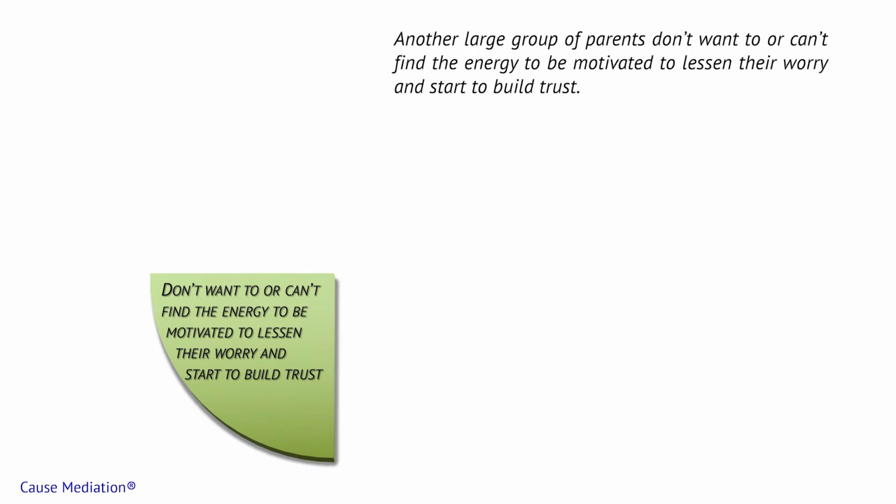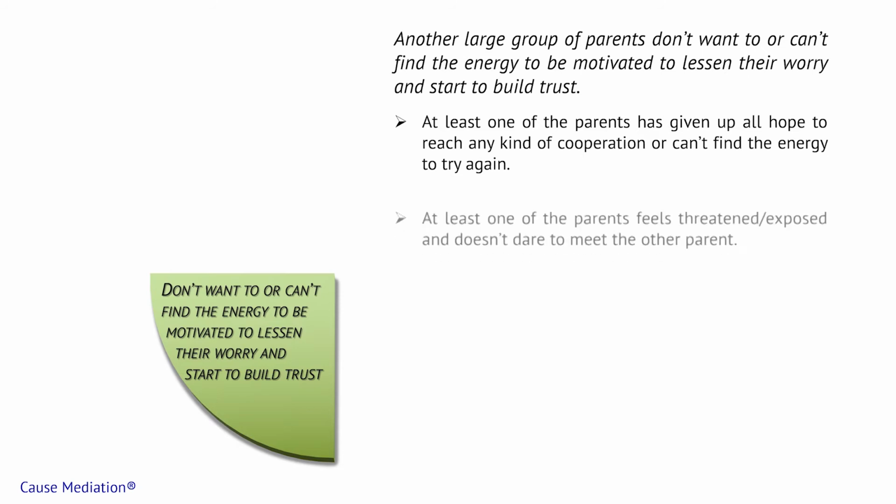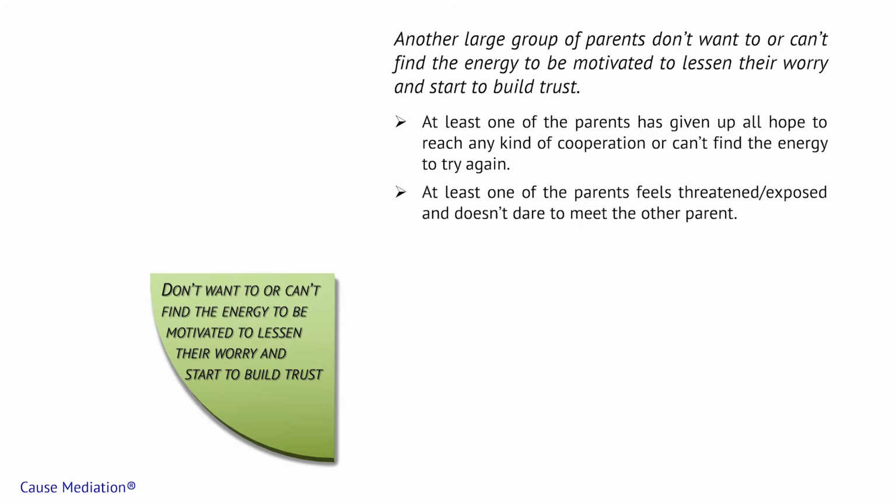Another large group of parents don't want to or can't find the energy to be motivated to lessen their worry and to start to build trust. The parents in this group are characterized by: at least one of the parents has given up all hope to reach any kind of cooperation or can't find the energy to try again. At least one of the parents feels threatened or exposed and doesn't dare to meet the other parent.